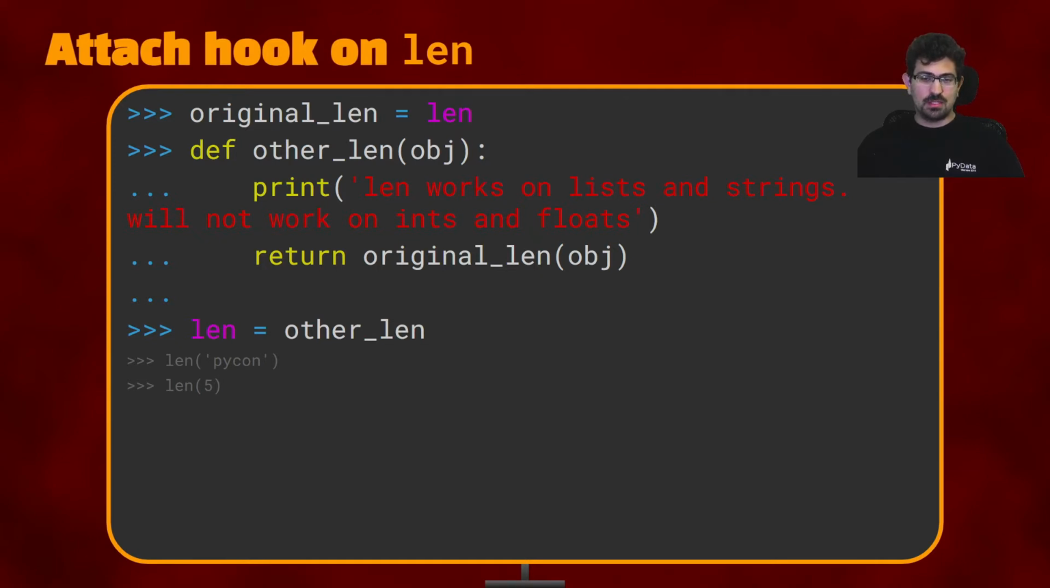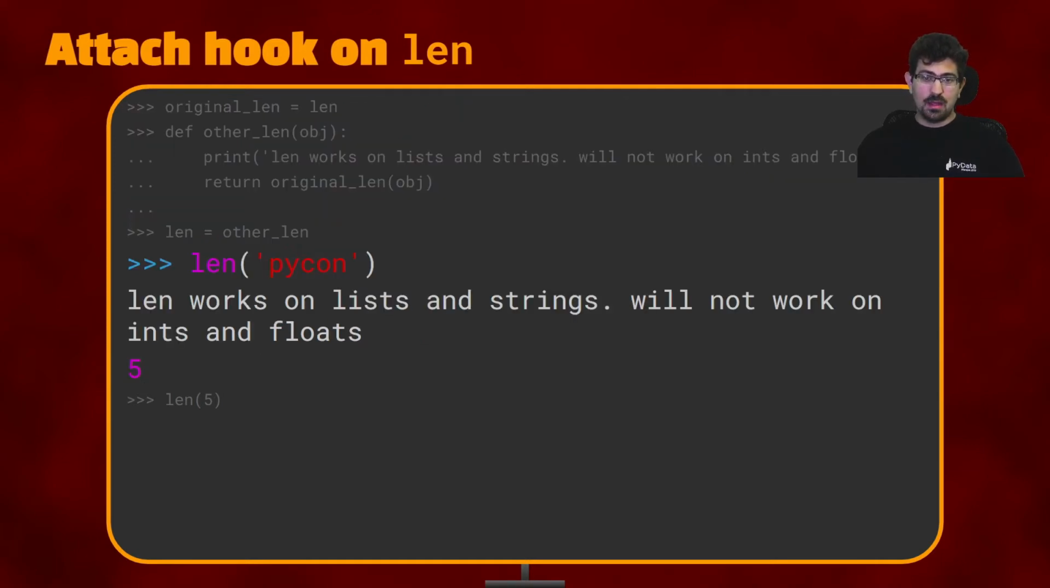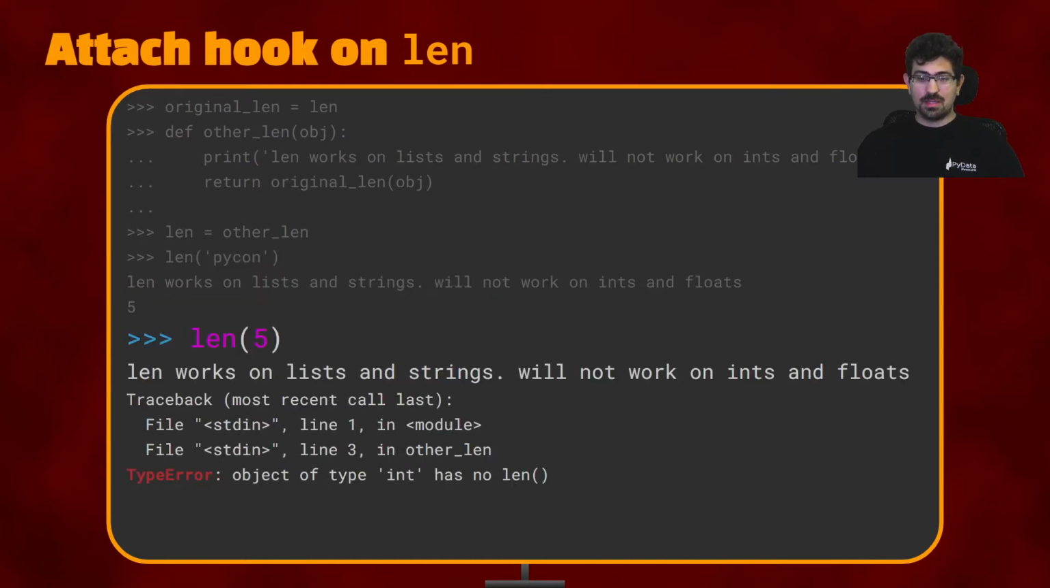What we're left with is doing len equals other len. And once we do len of PyCon, we can see that len works on lists and strings and will not work on ints and floats. And what's nice about it, because we've written the message before we are running the original function, we can ask what's the len of 5, and we can see that we got the error. The object of type int has no len, but maybe that message could be not very informative if you're not experienced in Python, but we came before and we said len works on lists and strings, will not work on ints and floats. That's a more informative message for the user.